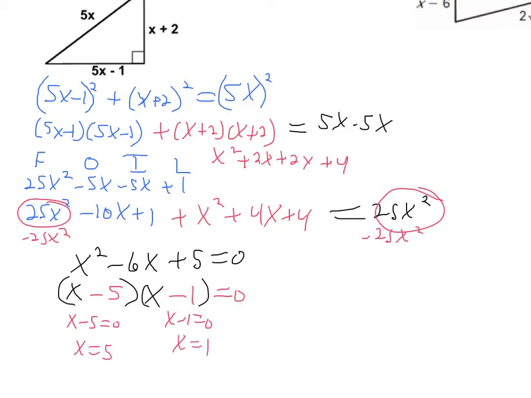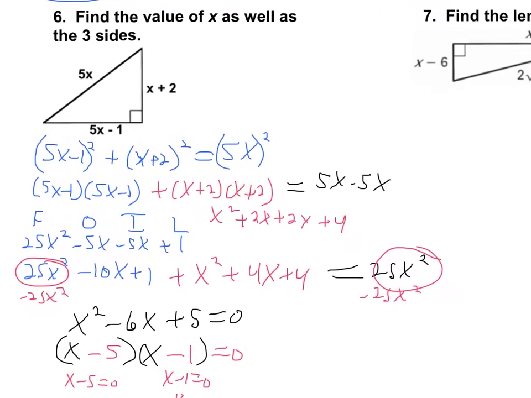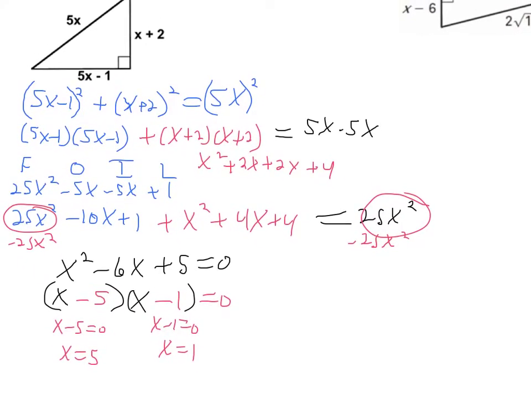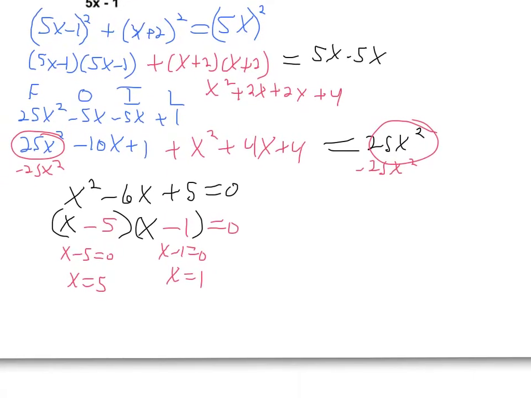And the original directions say to find x, which we did, and it also says to find the value of the three sides. So, well, it looks like we have two different cases. If x equals 5, what would the sides equal? Well, this side up here would be 25. This one right here would be 7. And this one right here would be 24. So, I'm just going to go ahead and write that down. 25, 7, and 24. So if x is 5, those are the three sides.